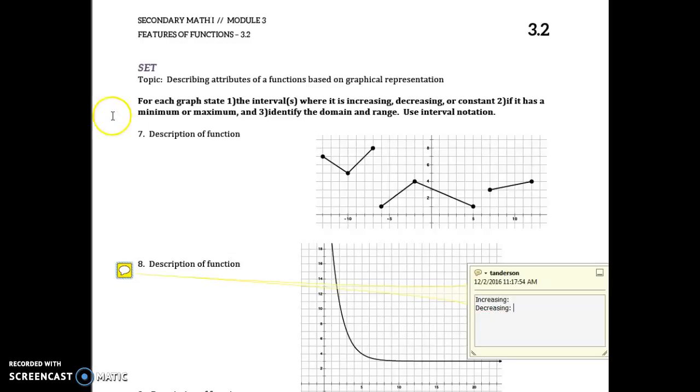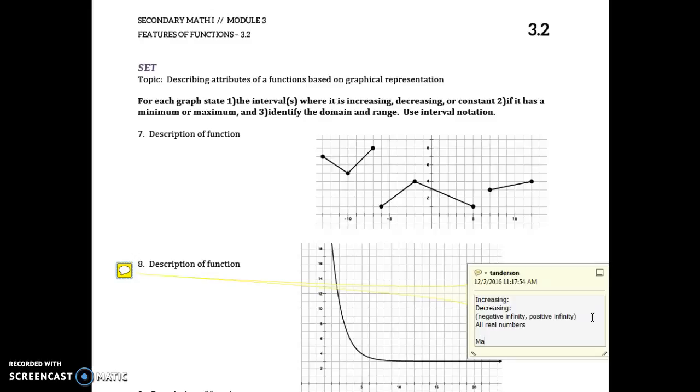What about decreasing? Well, this whole time it's going down, down, down, down, right? So we're actually going to say that it's decreasing from negative infinity. I'm going to write it out. You will use the sign to positive infinity, and you would put those in parentheses. So that's one way to write it. Or you could also just say it's decreasing over all real numbers. So that's increasing and decreasing.